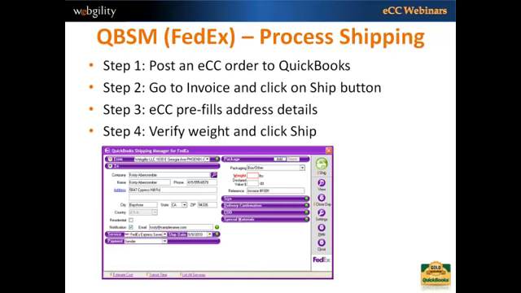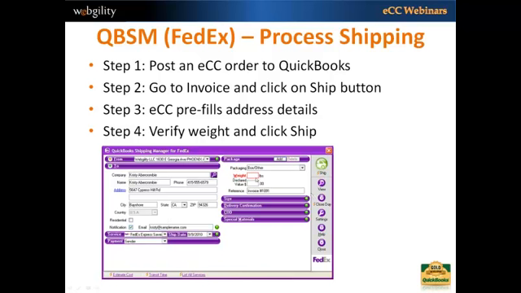Now, in terms of processing the shipping labels, the first step is to post the eCC order to QuickBooks. Once the order is posted in QuickBooks, I can go to the invoice and click on the Shipping button. When I click on the Shipping button, a window appears as you see on the screen. This window will pre-fill all the address details, the shipping service, and the package details.